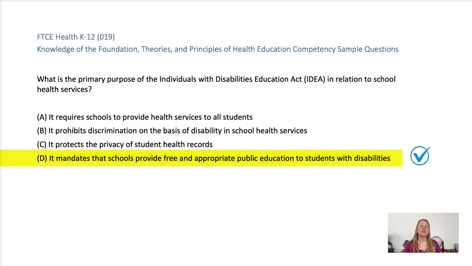The correct answer is D. It mandates that schools provide free and appropriate public education to students with disabilities. The primary purpose of the Individuals with Disabilities Education Act, or IDEA, is to mandate that schools provide a free and appropriate public education to students with disabilities. This includes necessary health services, which are often included in a student's individualized education program, or IEP.